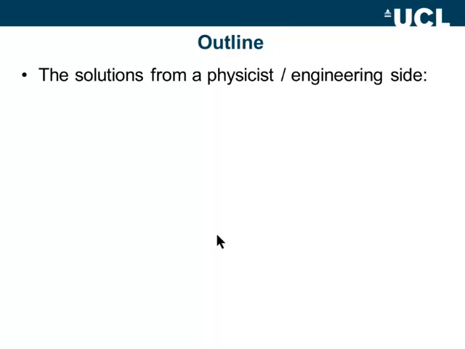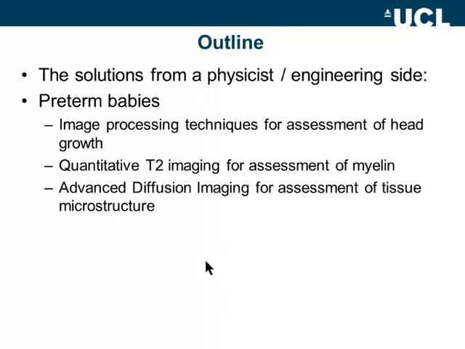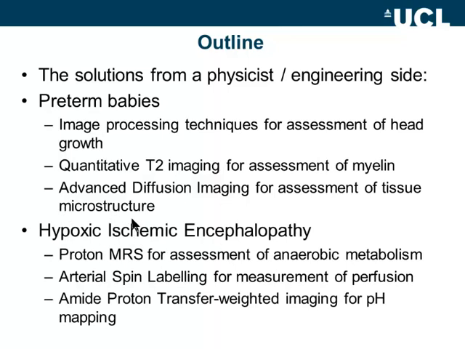Then the solution from the engineering. For preterm babies, if you're looking at growth and maturation, you might be interested in myelin fraction, advanced microstructure imaging, or very advanced image processing techniques for very careful assessment of head growth or brain growth. For HIE, we are mostly relying on MRS for assessment of anaerobic metabolism, or ASL for measurement of perfusion, as the two previous speakers also showed. But I'm going to show you why a lot of people still cannot rely on these techniques, because it's still quite difficult to do in these babies. And finally, I'm going to touch on amide proton transfer weighted imaging for pH mapping.